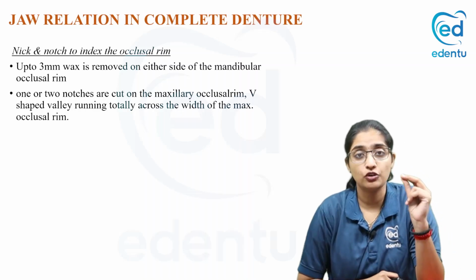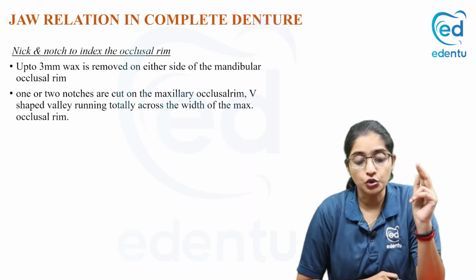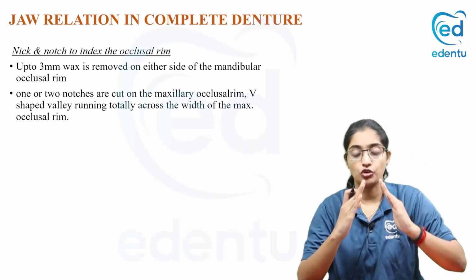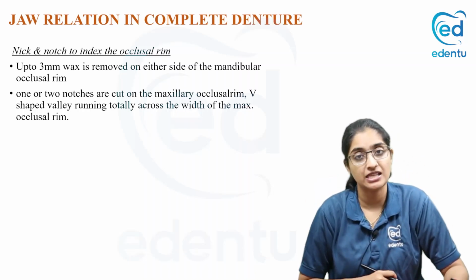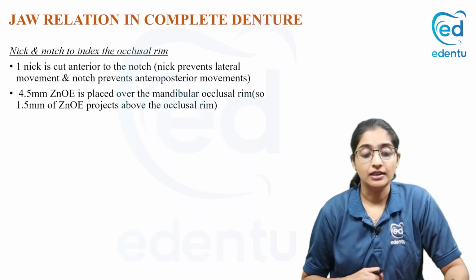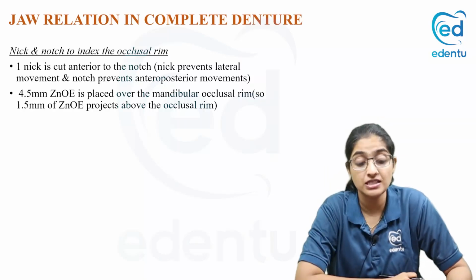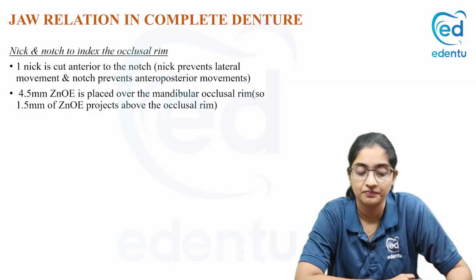Up to 3 mm of wax is removed on either side of the mandibular rim. 1 or 2 notches are cut in the maxillary rims. V-shaped valleys like notches are made in the maxillary rim, totally across the width of the maximum occlusal rim. One nick is cut anterior to the notch. That is, nick prevents the lateral movements and notch prevents the anteroposterior movements.